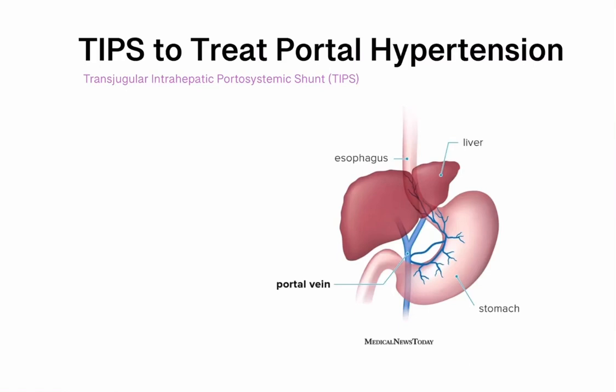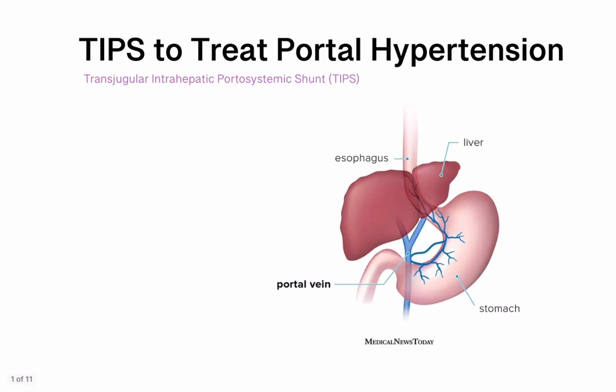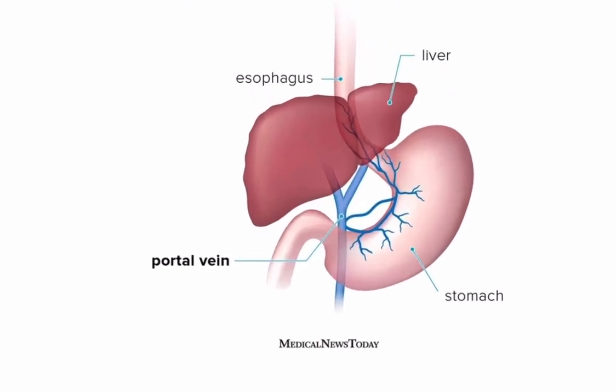Hello. Today I'll be discussing methods to treat portal hypertension, especially the TIPS strategy, which is a transjugular intrahepatic portosystemic shunt. It's a procedure typically done by an interventional radiologist to alleviate pressure in the portal vein. Just some background on portal hypertension.